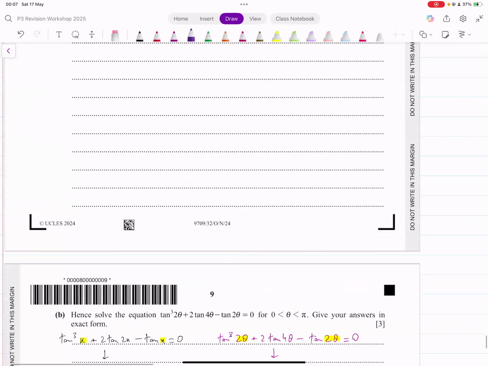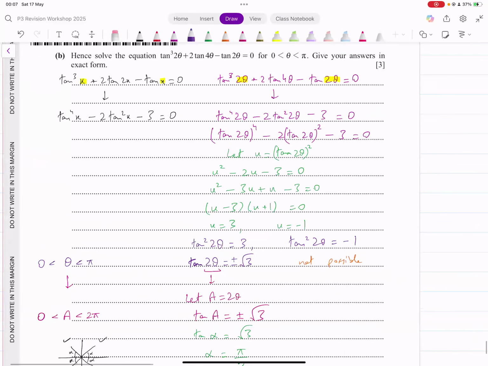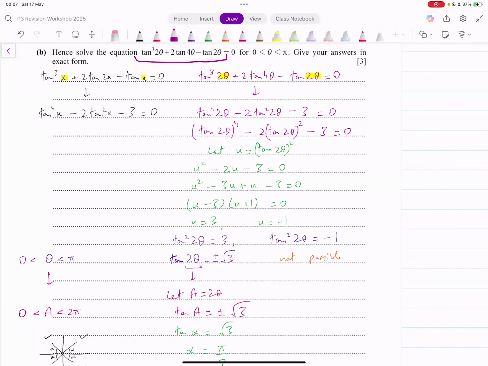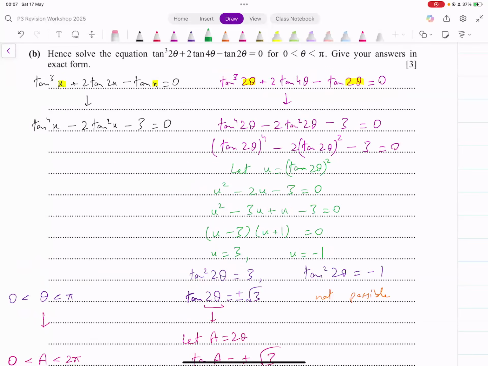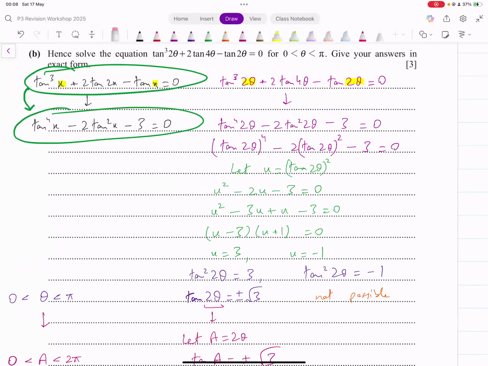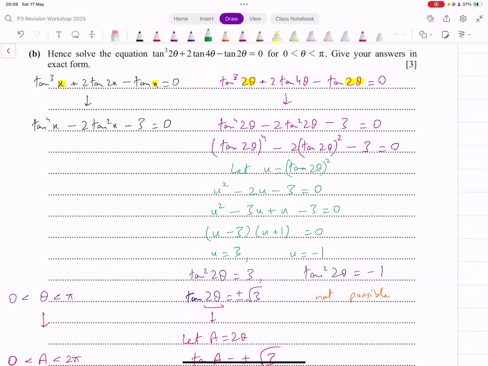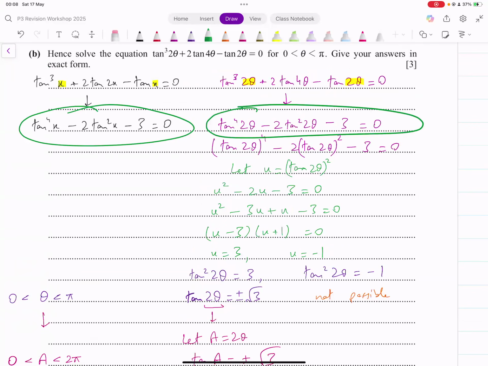But then they say, hence solve this equation tan cube 2 theta plus 2 tan 4 theta minus tan 2 theta is equal to 0. Now, in the first part, what we did was we started from an equation like this, tan cube x plus 2 tan 2x minus tan x equal to 0, and we showed that that could be written in this form. Okay, now compare with that. In place of x, we've got 2 theta, and that's it. That's the only thing that has changed, right? In place of x, we've got 2 theta. So in this form as well, what we do is we replace x with 2 theta, and then we solve it further.